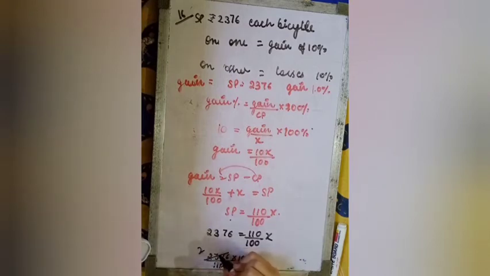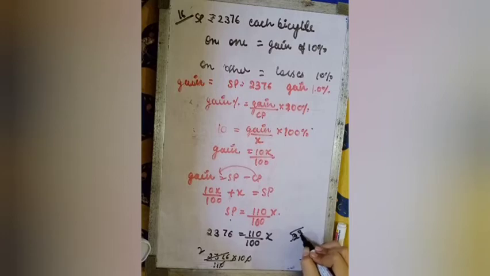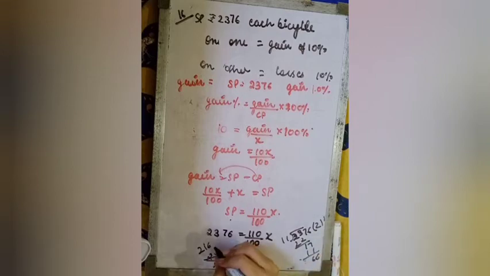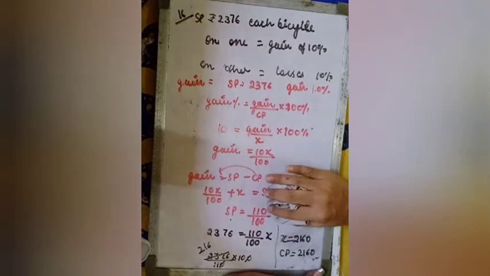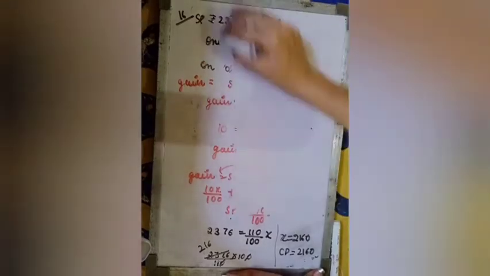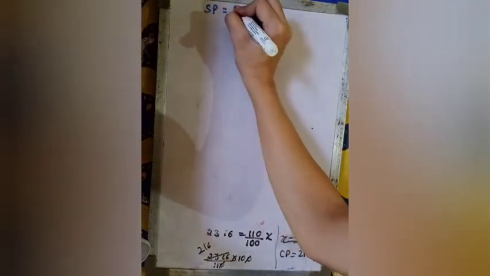Eleven twos are 22, 7s are 1s are 11. It is 216. So from here x equals 2160. That means CP is 2160. Now move on to the next part where he has the loss. This much you understand? Now I am rubbing it. He has now SP again 2376 and the loss is 10%.